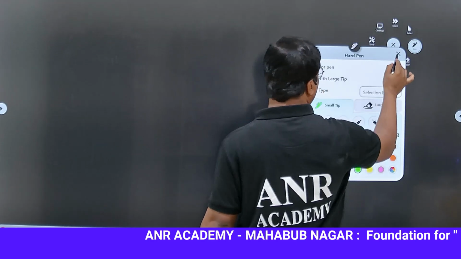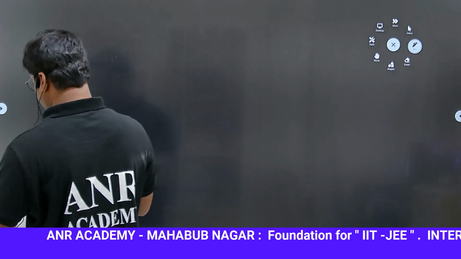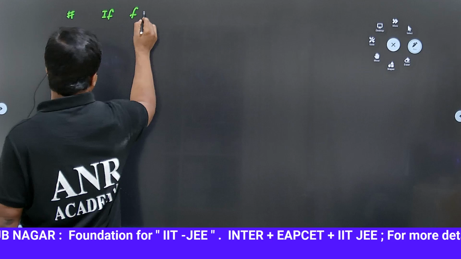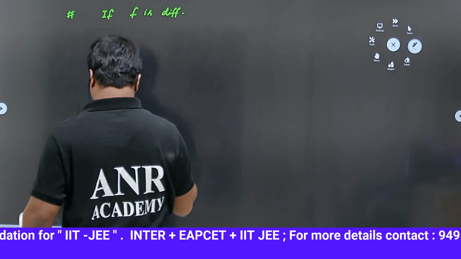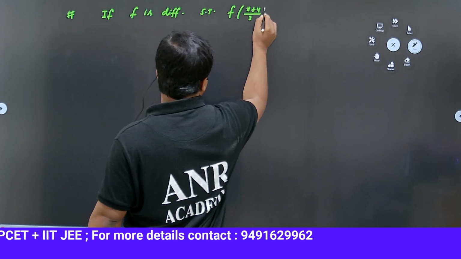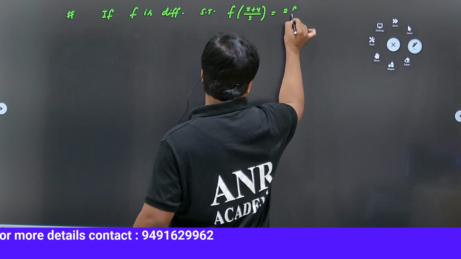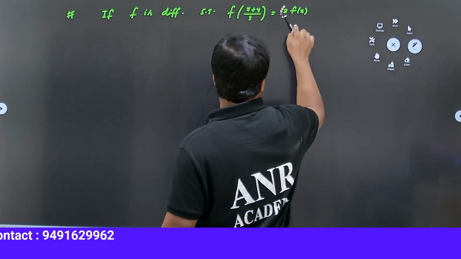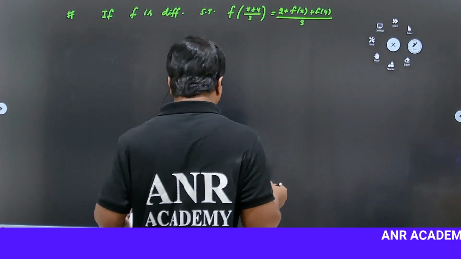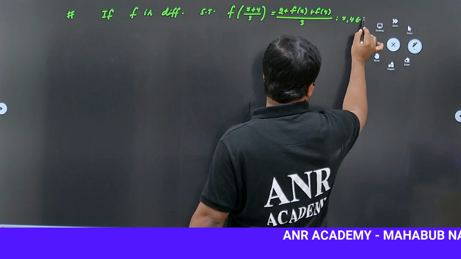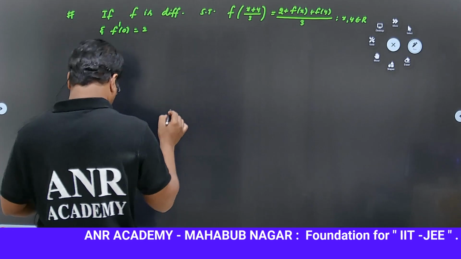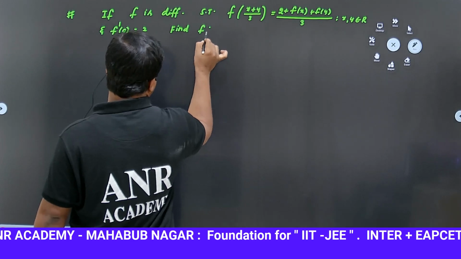Suppose if you have the question, if f is a differentiable function such that f of (x plus y) whole divided by 3, f of (x plus y by 3), equals 2 plus f of x plus f of y whole divided by 3, where x comma y are real values, and also given f dash 0 equal to 2, find f of x. This is the question.